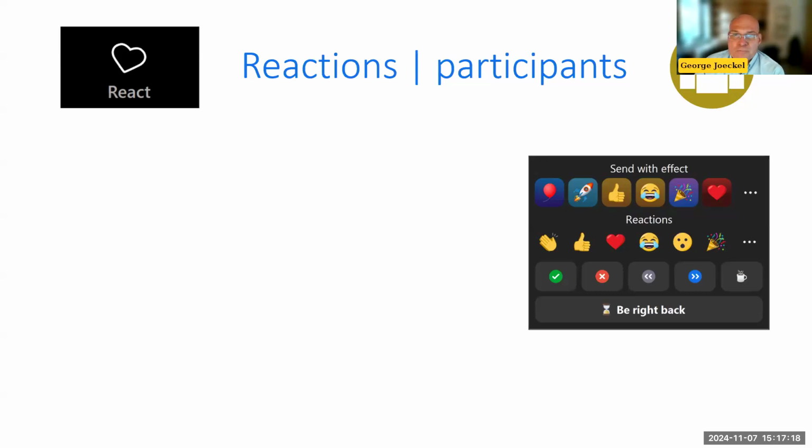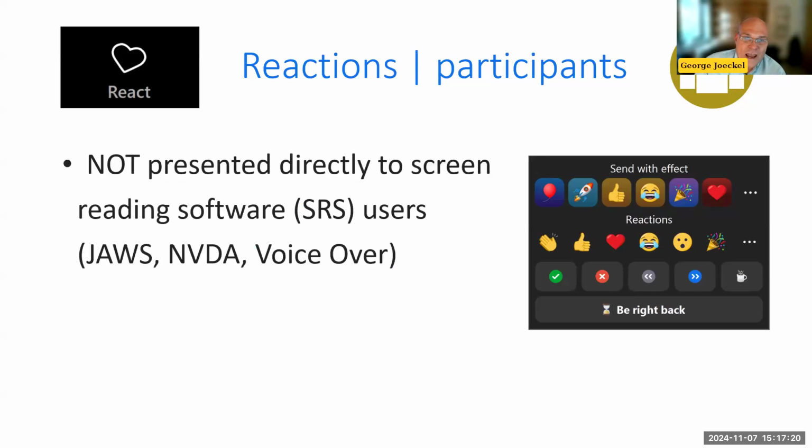Some things to keep in mind is that reactions are not presented directly to a screen reading software user. And we've tested this with JAWS and NVDA and VoiceOver. Those are 3 different versions of screen reading software. And so it's important to keep in mind that if there's information that people are providing through the reactions that you feel is appropriate for the whole group, just be aware that screen reader users are not going to get that information.